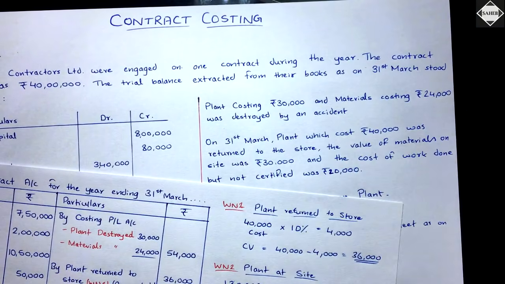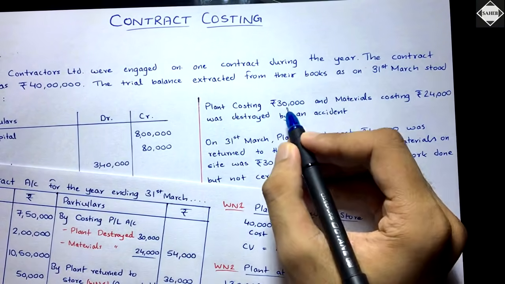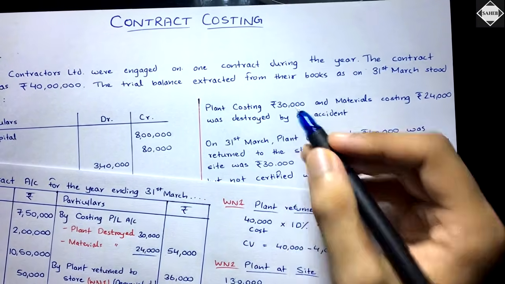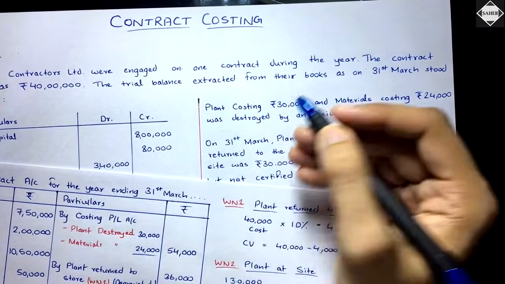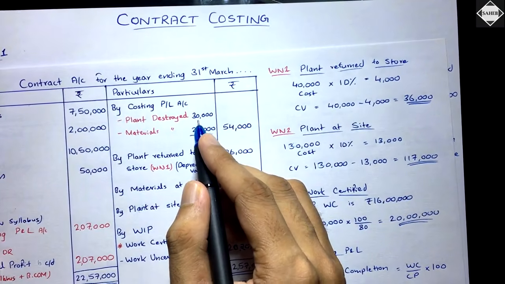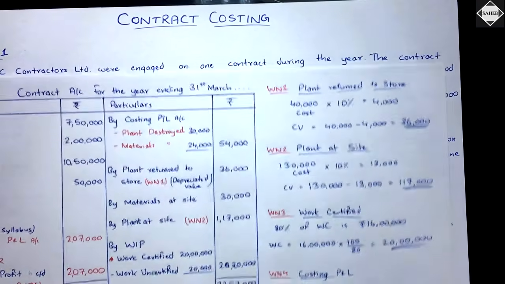So we are going to take only the cost in this problem. But in many problems, you have to deduct the depreciation of the plant and then take the written down value, the depreciated value, over here. You have to value the abnormal loss properly. Is that clear? So that's what we have to do.